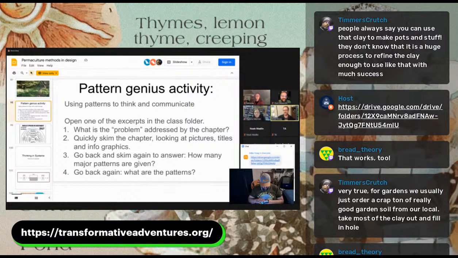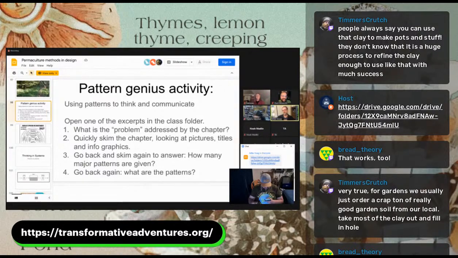So mine might be slightly easier to do this with, but the Designer's Manual you can do it with too. In fact, you can do it with any book. You could grab any book and do this activity. So, using patterns to think and communicate.